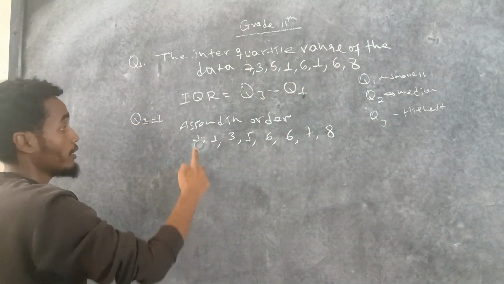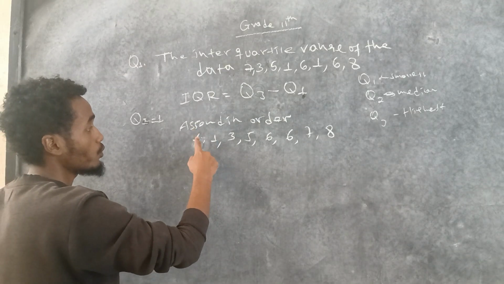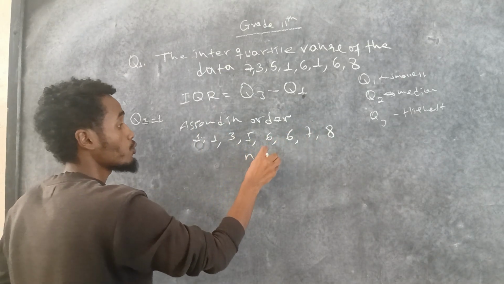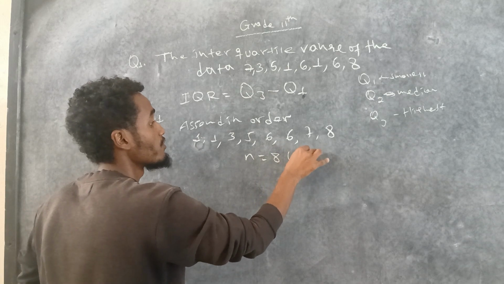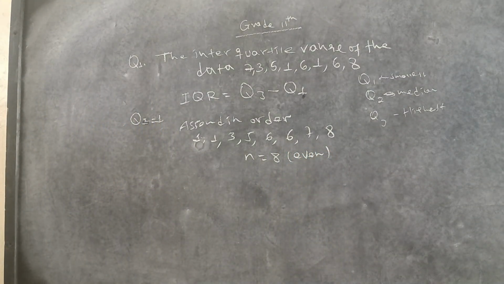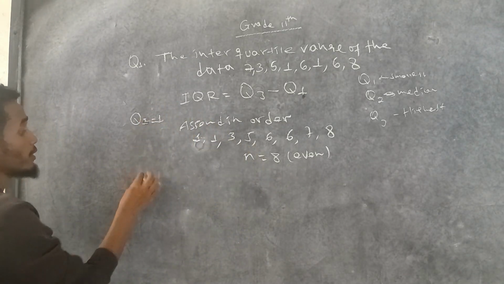Yes, it's 8. Now let's also count our ascending order: 1, 2, 3, 4, 5, 6, 7, 8. So our n becomes 8, which is even. If the data is even or odd, it has a different formula. So from this, let's find the quartile.